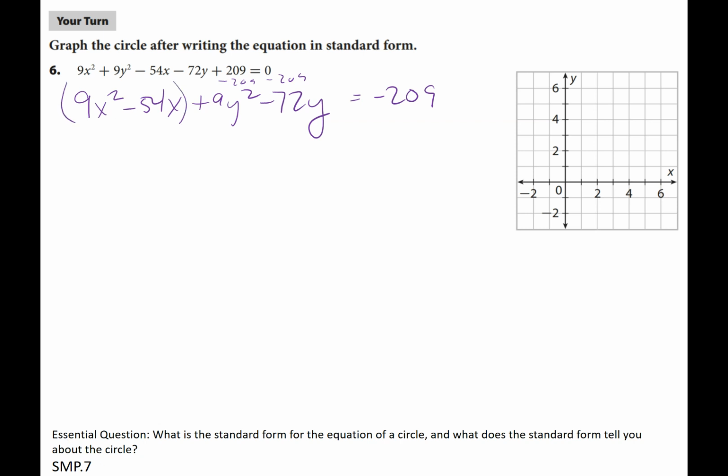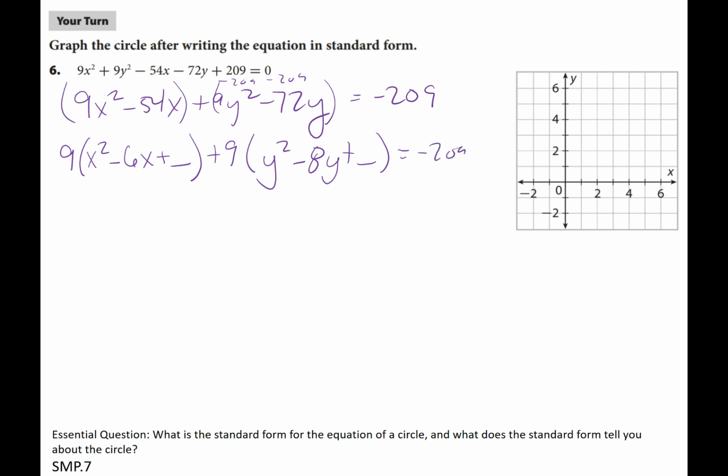And we're going to notice that I can group this and this. I'm going to ignore the variables and just look at the numbers. I can factor a 9 out of this first group. So when I factor a 9 out, I get x squared minus 6x. I'm going to add in my plus blank. Out of this group, I can also take out a 9, and that means we've got y squared minus 8y plus blank. And because I have 2 blanks on the left, I have to have 2 blanks on the right.